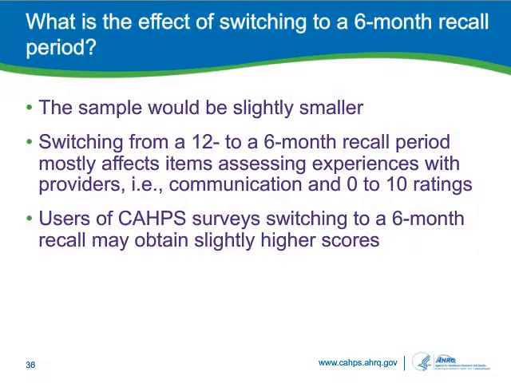So the bottom line is, when one switches from a 12-month sampling frame and a 12-month recall period, there are certain effects that one might see. The sample will be a little bit smaller, not dramatically, but it will be smaller. And then also, switching from 12 to 6-month recall periods will mostly affect some of the items that assess experiences with providers, the communication composite, and the 0 to 10 rating of the provider. That's the worst, best, 0 to 10.